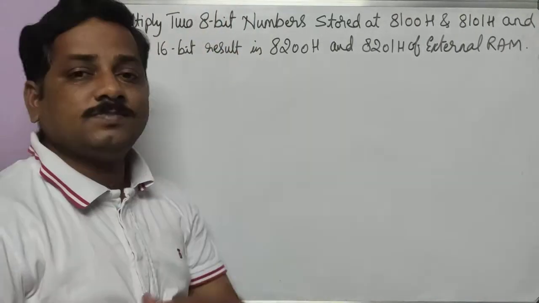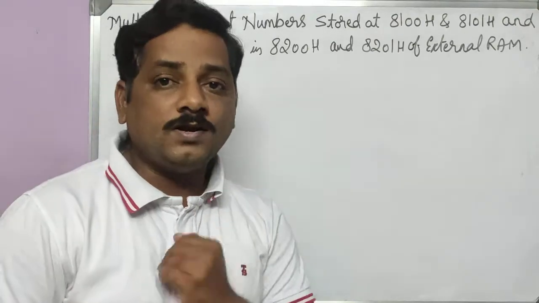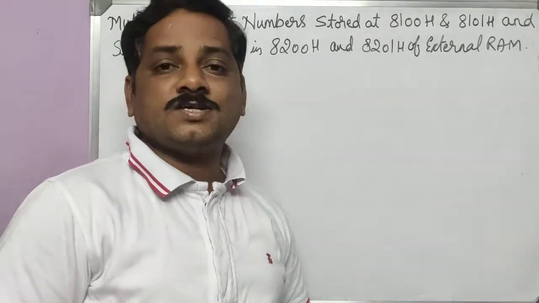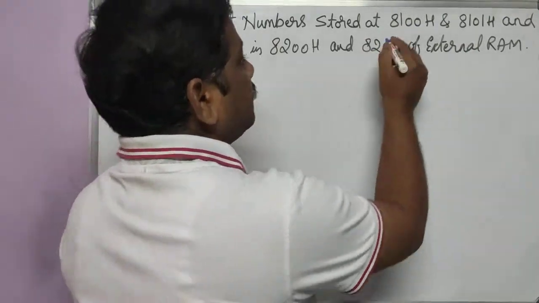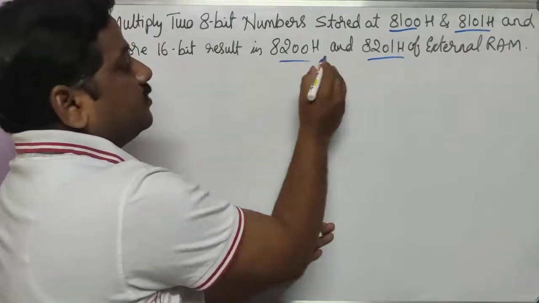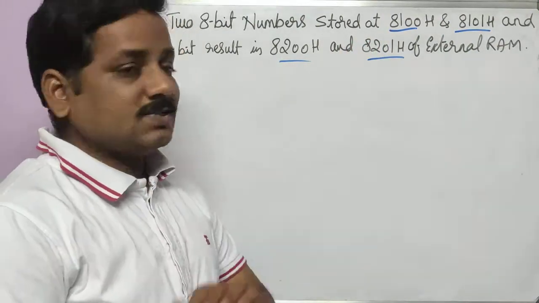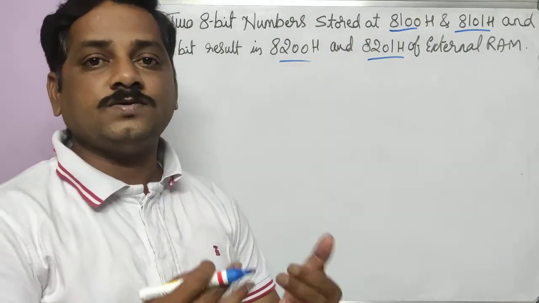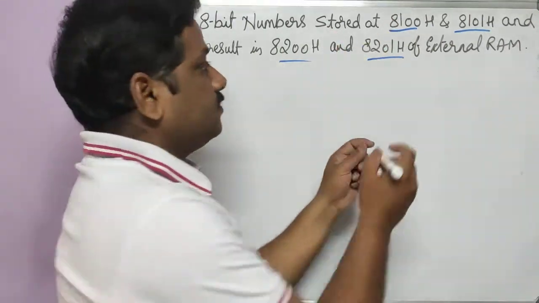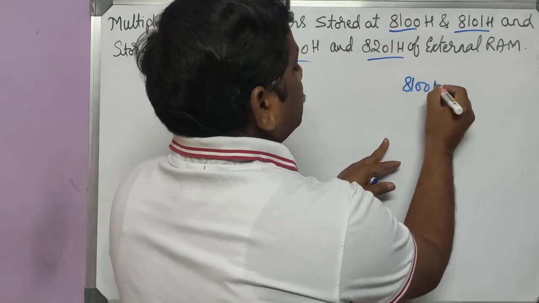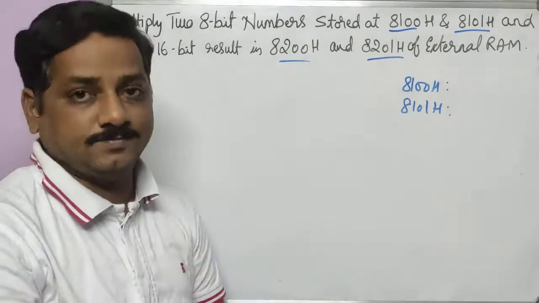And store that 16-bit result in 8200H and 8201H of external RAM. You should understand just by looking at the address itself that this is about external memory, because we have a 16-bit address. First let us understand what we need to do, where we need to give the input and where we should get the output. Very simple, at 8100H you have to give the input and at 8101H you should give another input.